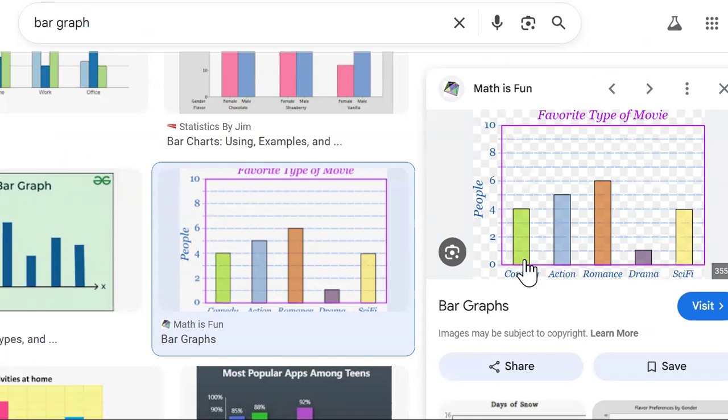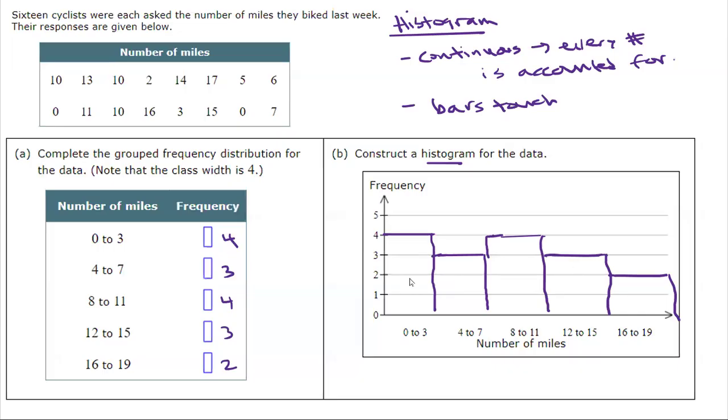And notice the bars here don't touch. They're independent of each other. But in this case, for a histogram, notice here that the bars touch. The bars touch, right? They're not independent of each other.